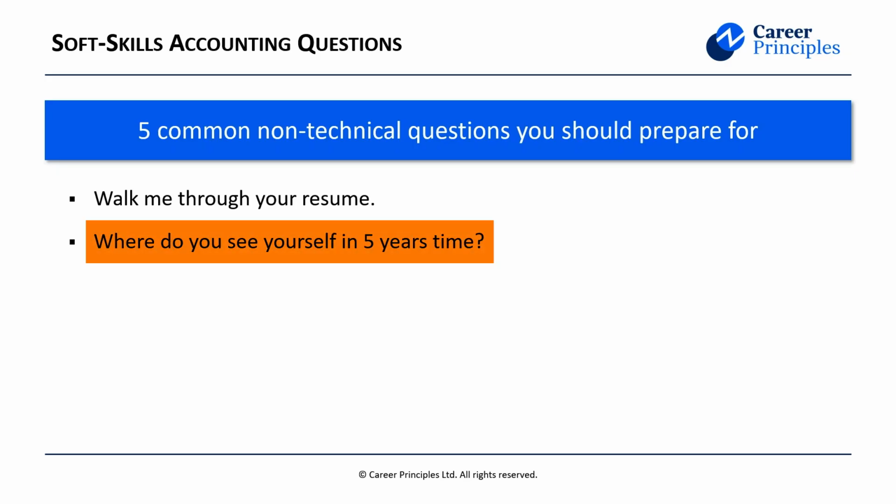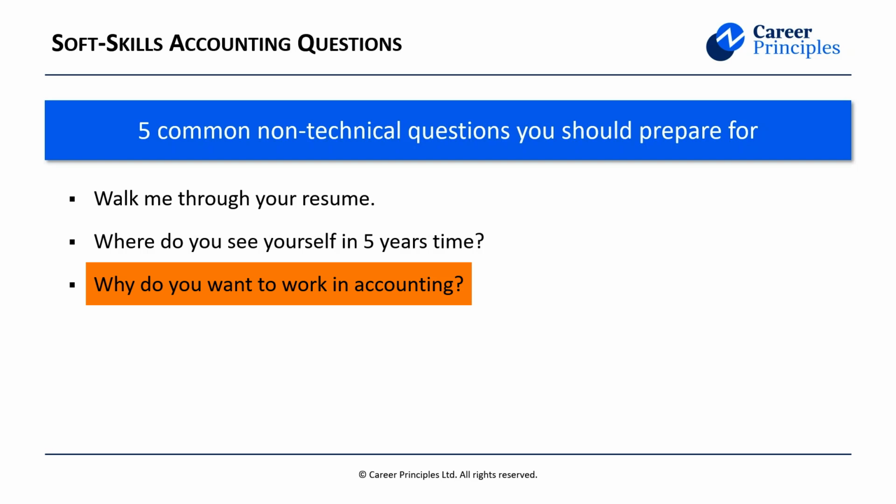Secondly, we've got where do you see yourself in 5 years' time? Here, try not to say anything too strange, like living in an island isolated from the world. Probably keep it fairly standard. Thirdly, why do you want to work in accounting? Obviously, you'll have your own personal motivations, but try not to say money or that money is a key factor, as that can be off-putting for the interviewer.